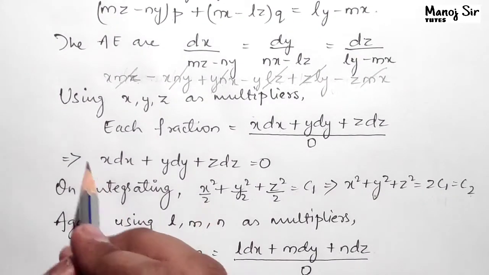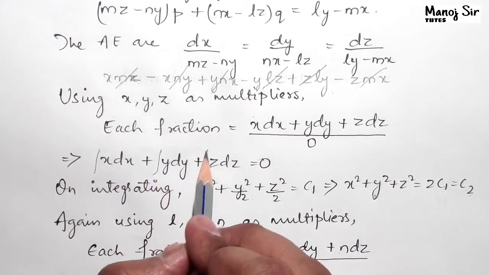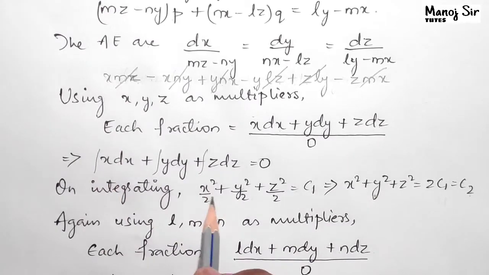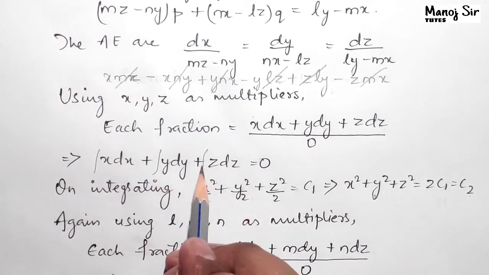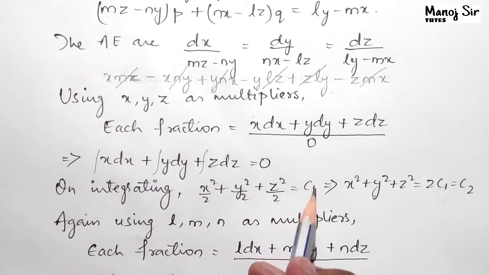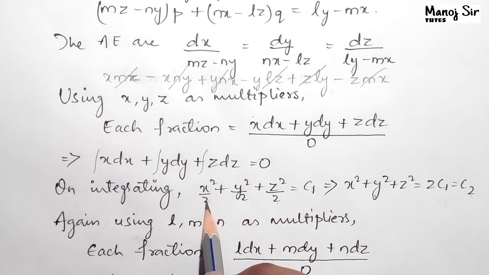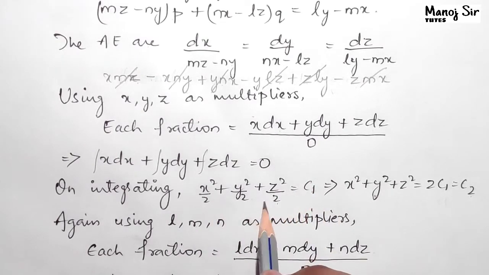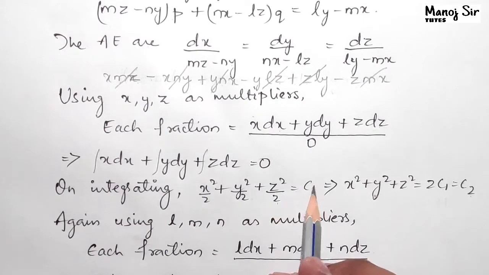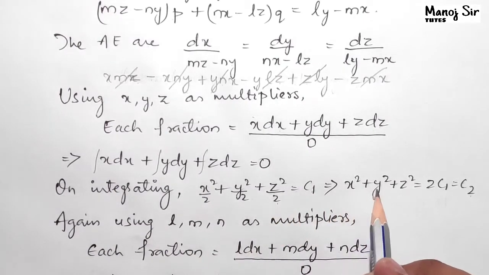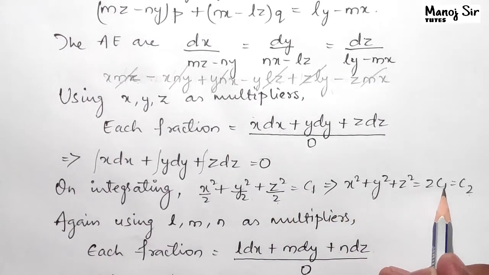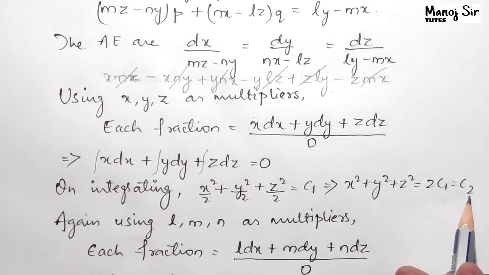So on integrating, you will get x square upon 2 plus y square upon 2 plus z square upon 2 equal to c1. c1 is the integration constant. Now take 2 as LCM and take this 2 to the right hand side, that is, this will become x square plus y square plus z square equals 2c1. This is also constant, so we'll name this constant as C2.